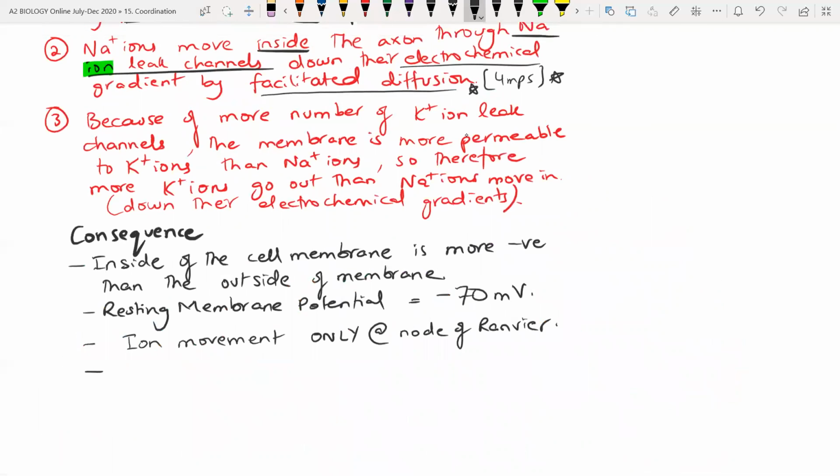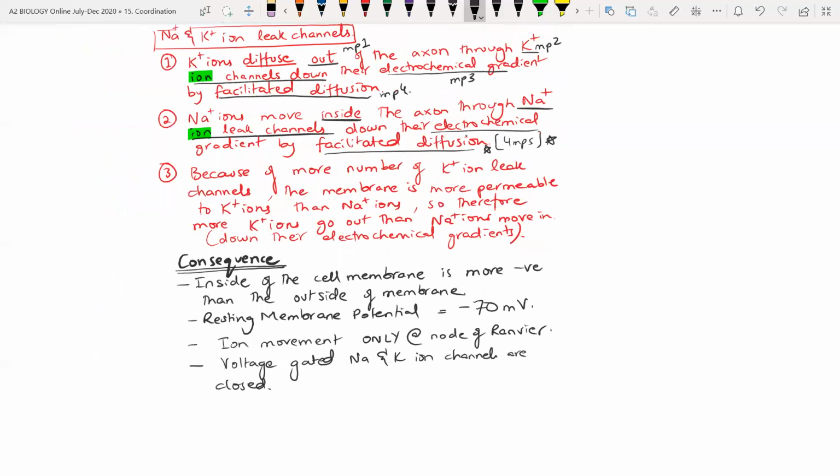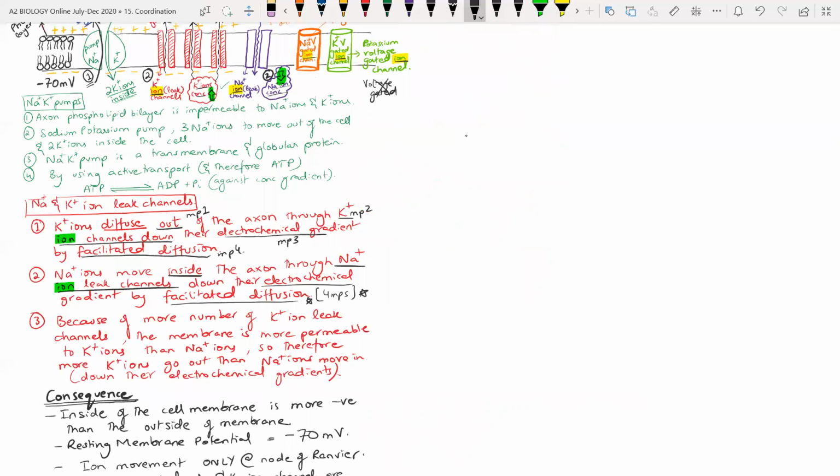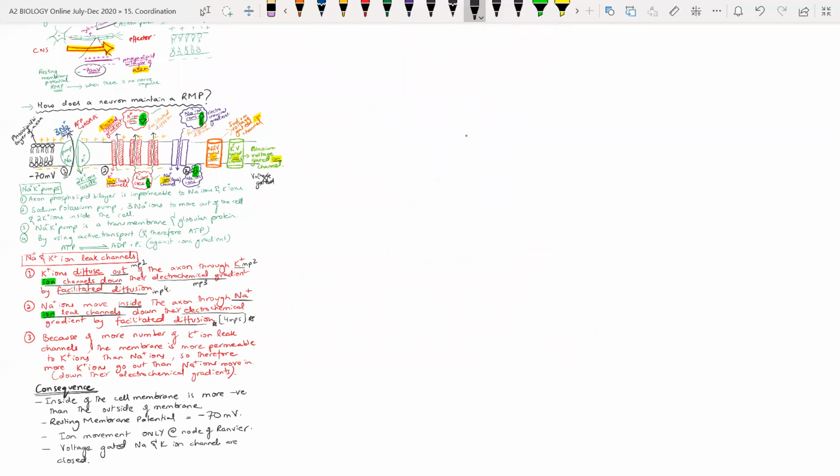And the last point that you also need to write is the voltage gated sodium and potassium ion channels are closed. Okay, so this is an overall topic of resting membrane potential.